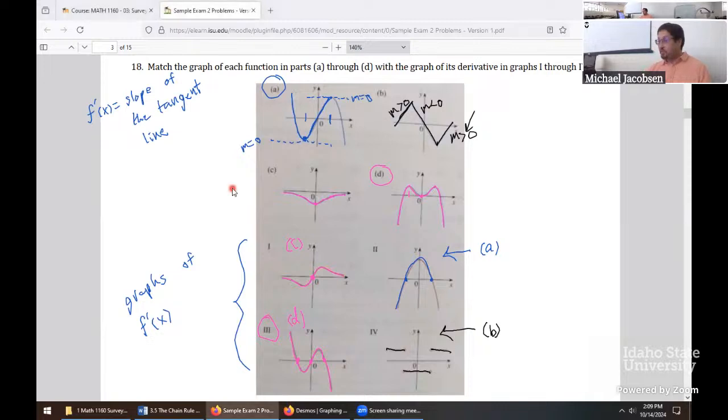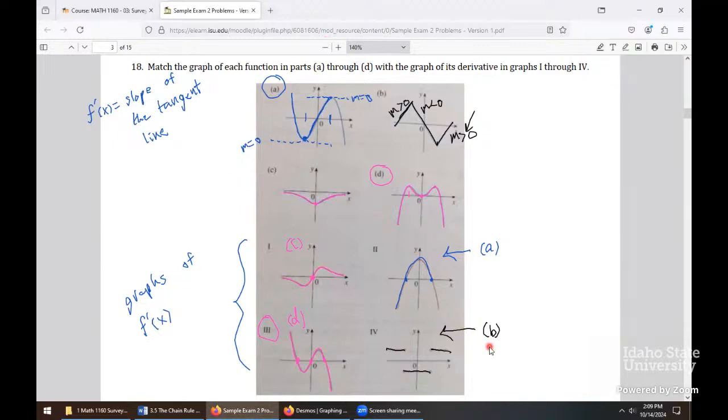Any questions at all, folks, on analyzing these graphs and picking the right one? Sorry, I have a question. Yeah. Is it a coincidence that, like if you count the amount of horizontal asymptotes on the graphs, that's how many times it crosses the x-axis on the derivative graph?